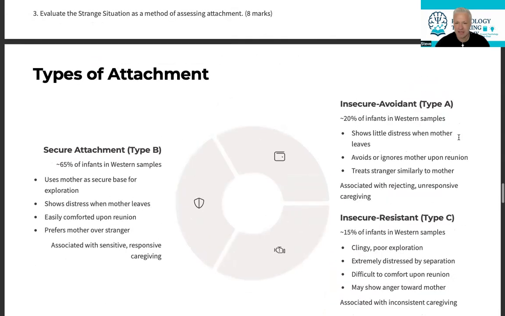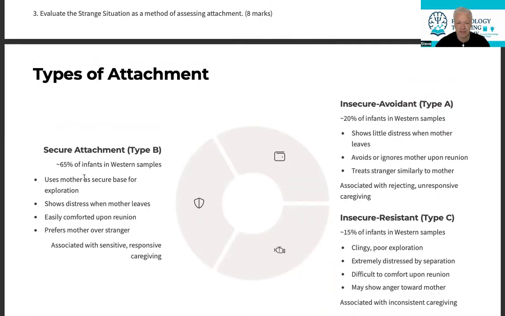So a type A, the child will show little distress when the mother leaves, avoid or ignore on reunion, and treat strangers similarly to the mother. Associated with rejecting, unresponsive caregiving. Type B is the most common across all cultures.